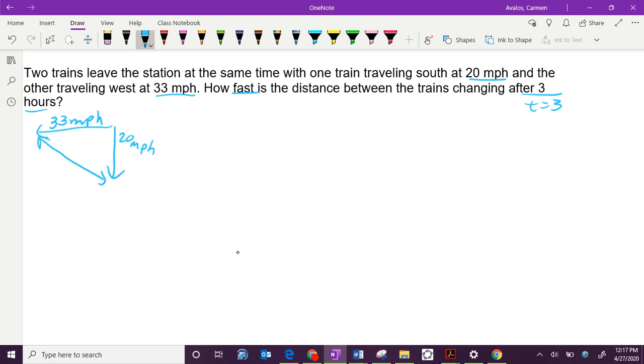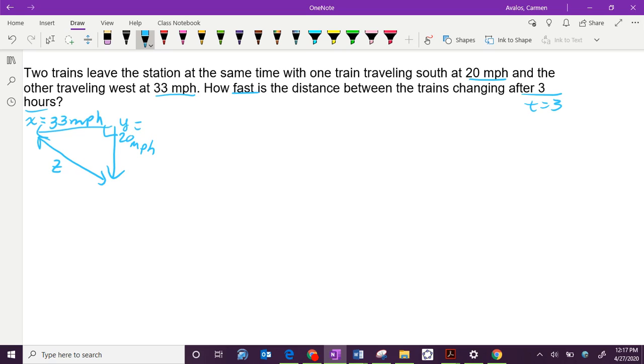Because this one is going down, we're going to say that's y equals. And this one here is the horizontal, so we're going to say that's x equals. It's a right angle because it's south and west, and we're going to say that the hypotenuse is z. And we want to know what's happening after 3 hours, so when t is equal to 3.